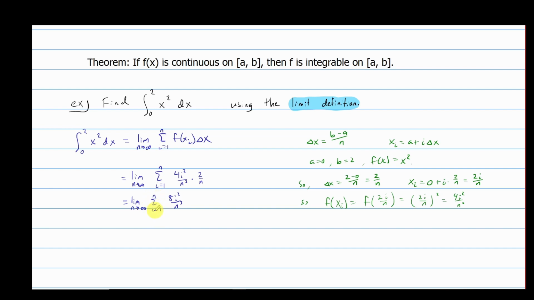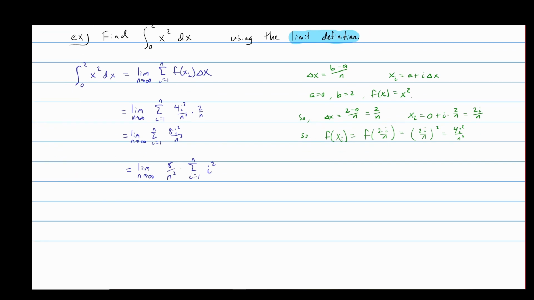In the sum, I'm adding up terms. I start with I being 1, plus the next term is when I is 2, and the next term is when I is 3, and so on. Everything else stays constant with the sum. It's the I that's the variable. So the 8 over n cubed is a constant. We can factor that out of the sum. So I have an 8 over n cubed times the sum from 1 to n of I squared.